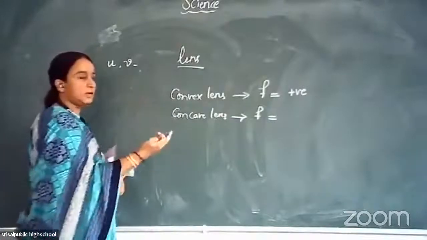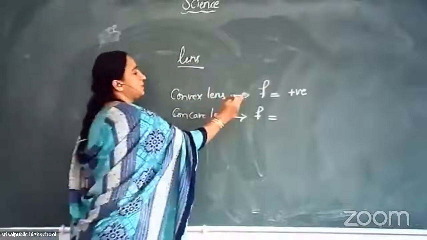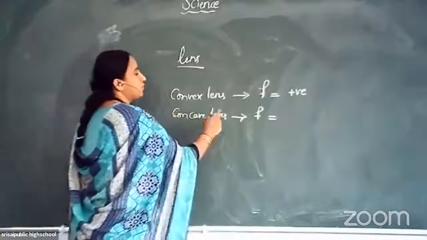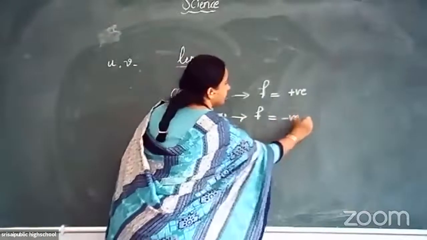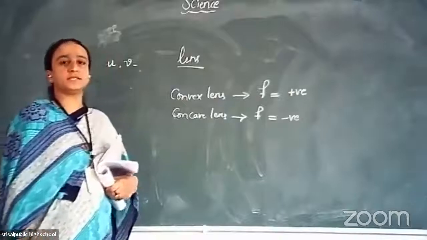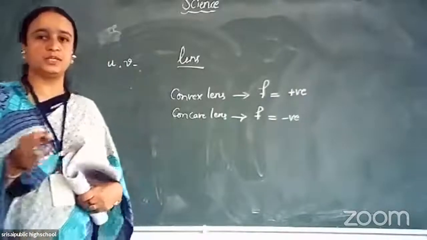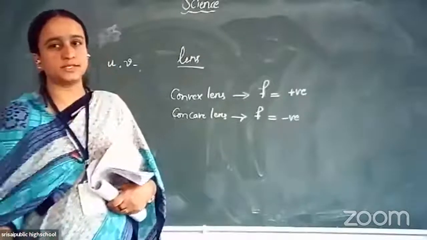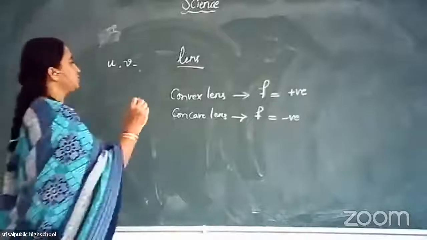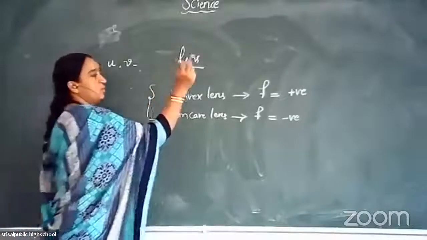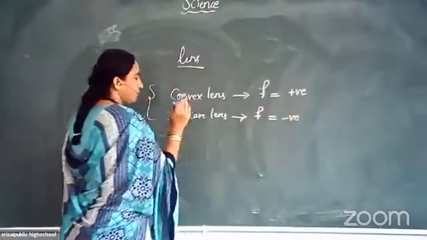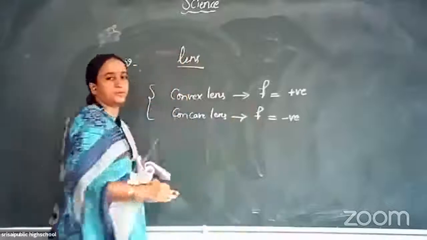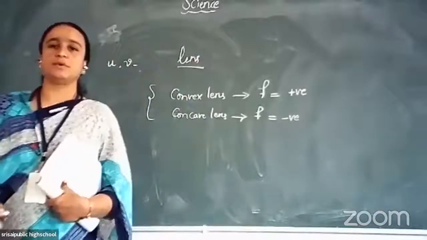We are saying that for a convex lens the focal length is taken positive, so naturally the reverse for the concave lens: the focal length is taken as negative. The only change between the sign convention of spherical mirrors and spherical lenses is this. For a convex lens, the focal length is positive, and for a concave lens, the focal length is negative. This you have to remember.